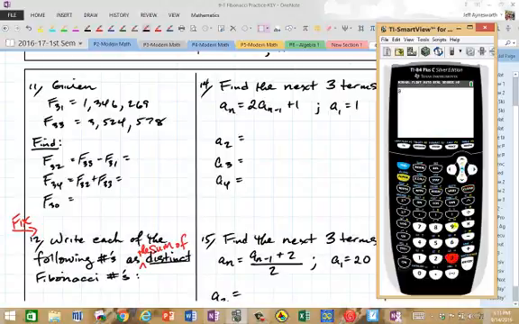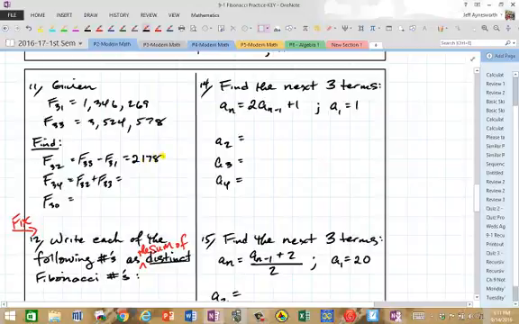So 3,524,578. All right, minus the one above it. Just checking here. So minus 1,346,269. Let's see if I get the right number here. So the 32nd number, yeah, now we're looking good. So 2,178,309. There we go.